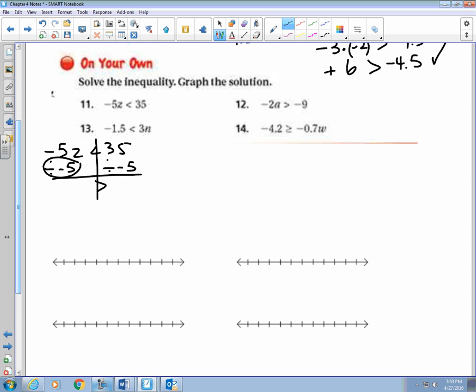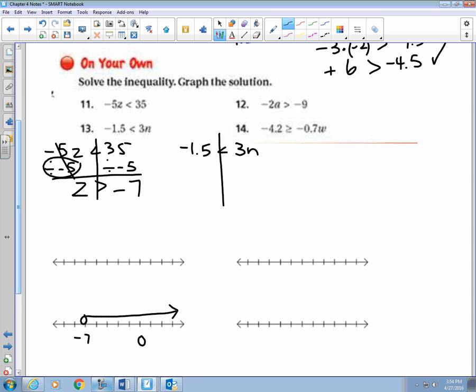So negative 5 divided by negative 5 cancels out, and I get z over here. 35 divided by negative 5, positive divided by negative is a negative. 35 divided by 5 is a 7. So z is greater than negative 7. I can graph that one down here. So I have a 0 and a negative 7 on my number line. z is greater than negative 7, but not equal to it, so it's an open circle and arrow to the right.